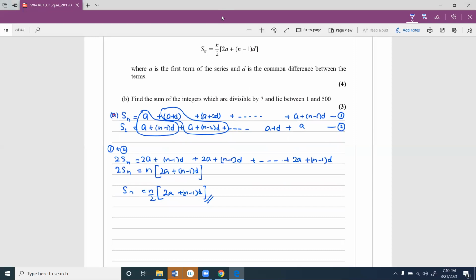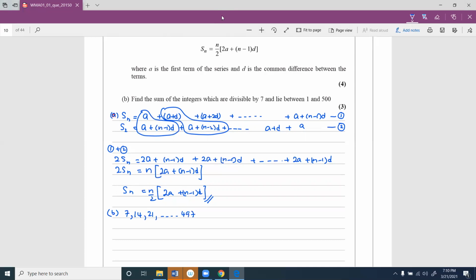Okay. Then they mention part B. Find the sum of integers which are divisible by 7 and lie between 1 and 500, right? That means the first term divisible by 7 from 1 to 500 is 7. Next term is 14. Next term is 21, and it goes on. Now we see what is the term before 500 which is a multiple of 7. So we take 499 divided by 7, see whether it's divisible. No, it's not divisible. 498, that one also not. 497, yeah, so 497 is the last term.